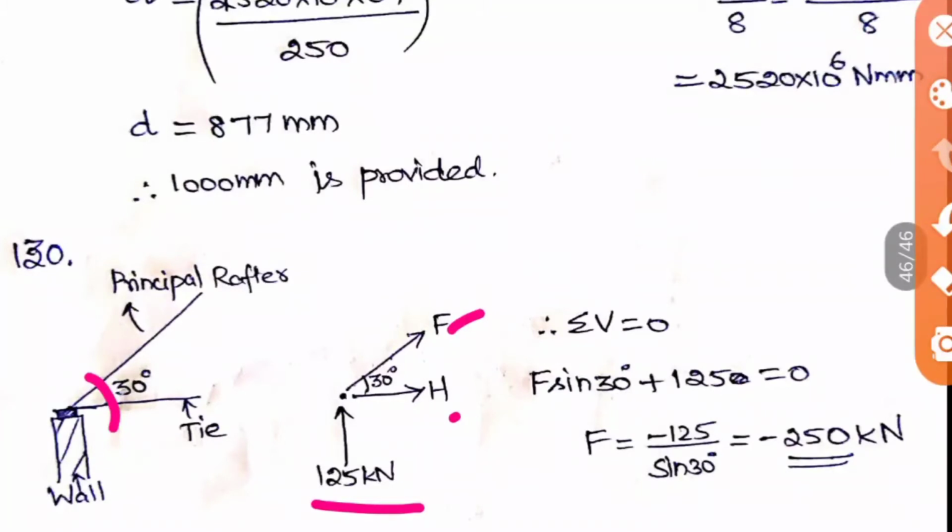So you can use the simple equilibrium equations. Sigma V is equal to 0. So you'll be getting F sine 30 plus 125 is equal to 0. So F will be equal to 250 kilonewton. So the sign is minus, so it is in the opposite direction. So the value is 250 kilonewton.